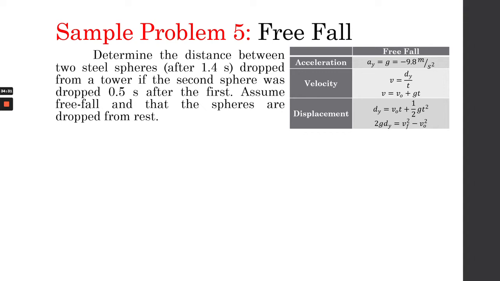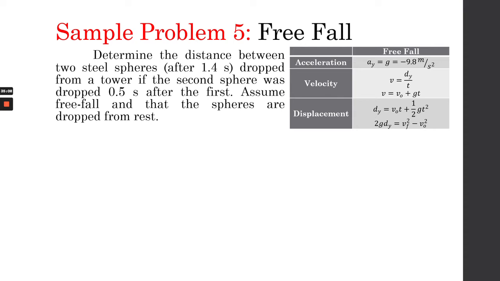Now let's move to our second problem in free fall, sample problem 5. Determine the distance between two steel spheres after 1.4 seconds, dropped from a tower, if the second sphere was dropped 0.5 seconds after the first. This is free fall, and the spheres are dropped from rest. Determine the distance between the two steel spheres dropped from a tower.